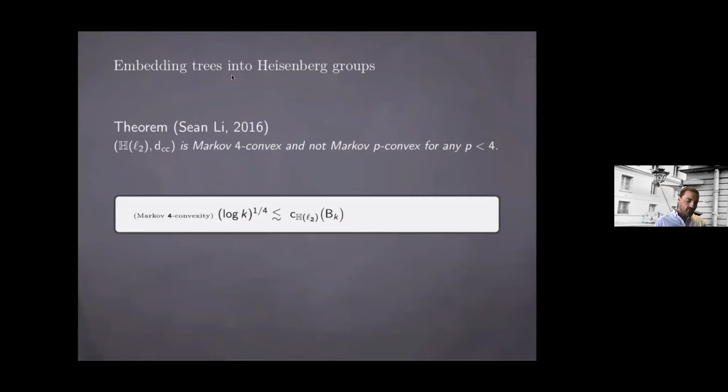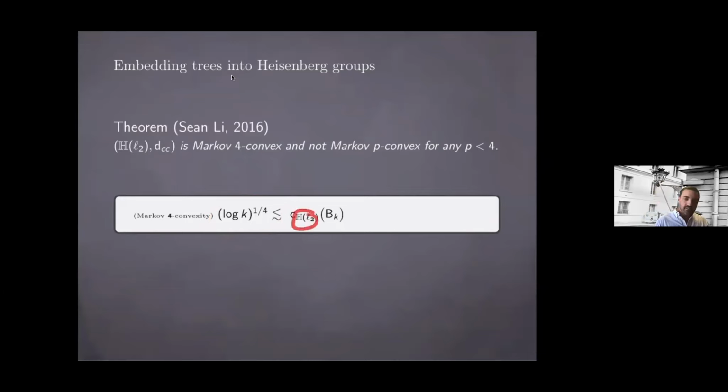And so the Hilbert space is Markov 2 convex. Now, when you take the Heisenberg group over the Hilbert space, you lose a little bit on the Markov convexity, because it's only Markov 4 convex and nothing better. Now, this tells you that when you try to embed the binary trees into the infinite dimensional Heisenberg group, the Markov 4 convexity tells you that the lower bound is at least log of k to the 1/4.